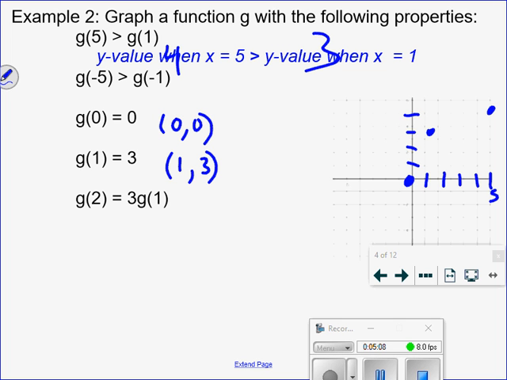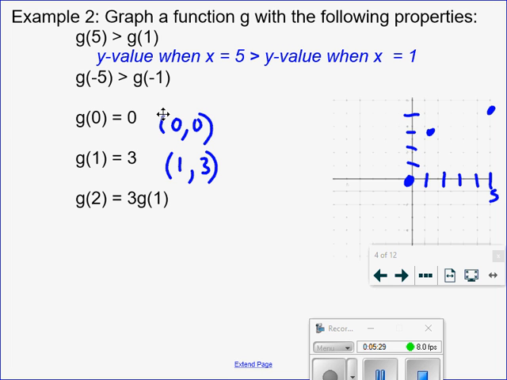I already knew that g of 1 was equal to 3, and because of that, I made the y value at 5 greater than the y value at 1, I'm sorry, which was 3. So the y value when x was 5 was greater than the y value when x was 1. In other words, it's higher up. All right, so now I have the same thing when x is negative 5.